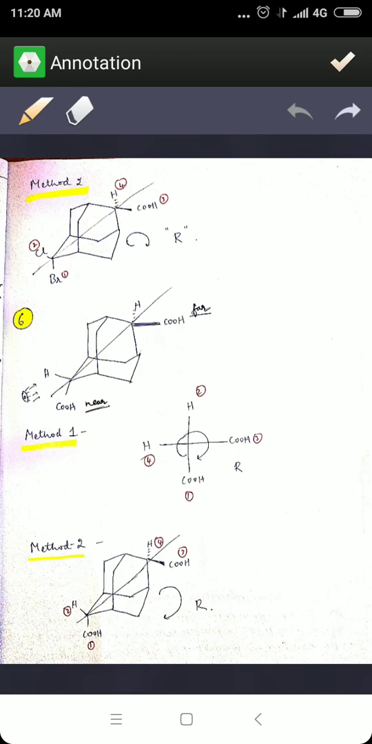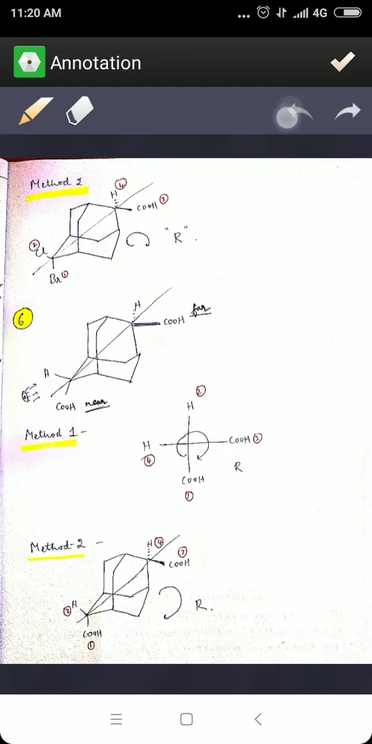Now let us take one more example. Here again you can see there is a hydrogen and carboxylic acid on one end, and hydrogen and carboxylic acid on the other end. There is an imaginary axis passing through this, and that is nothing but this adamantane exhibiting axial chirality. Now let us place the I, that is, you're viewing the adamantane towards this direction.